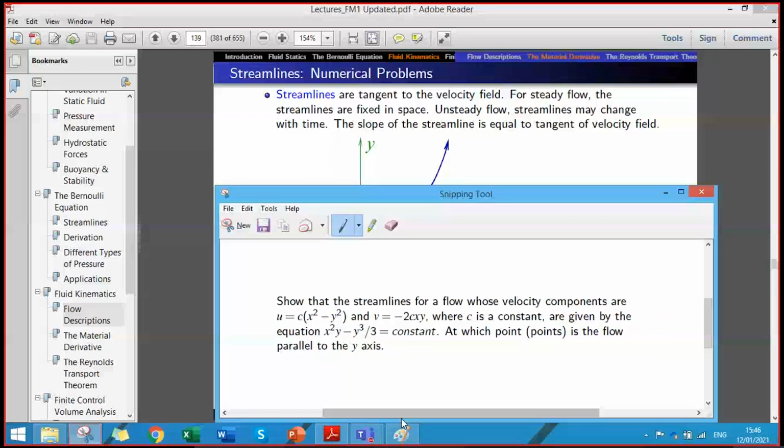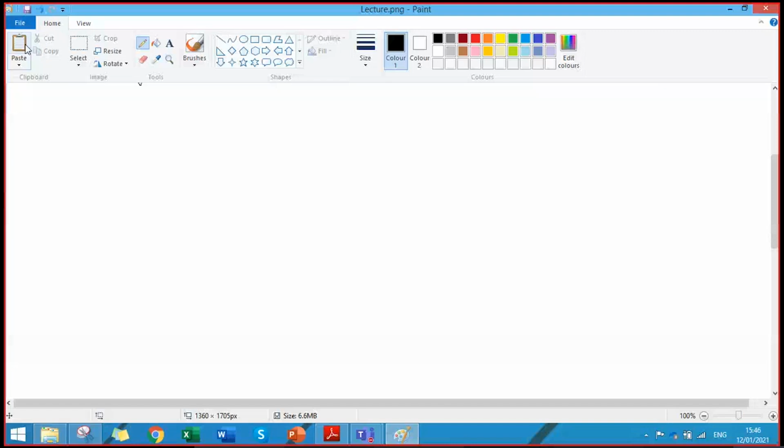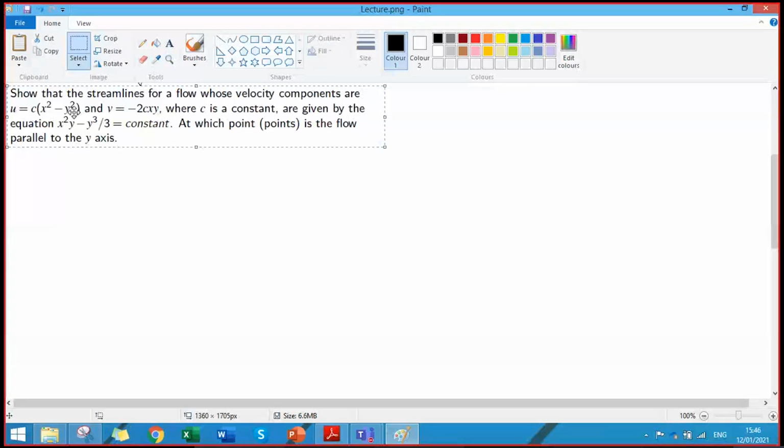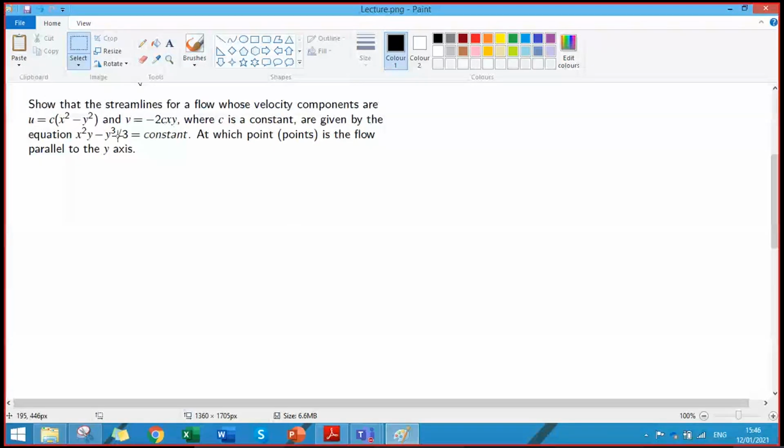So in this problem, we were given two functions of the velocity, that is u, the u component of the velocity, and v, the v component of the velocity, provided that c is a constant. And it is asked to show that these are the components for this equation for the streamline, x square y minus y cube by 3 equal to constant. So what we know is that dy by dx is equivalent to v by u, right?